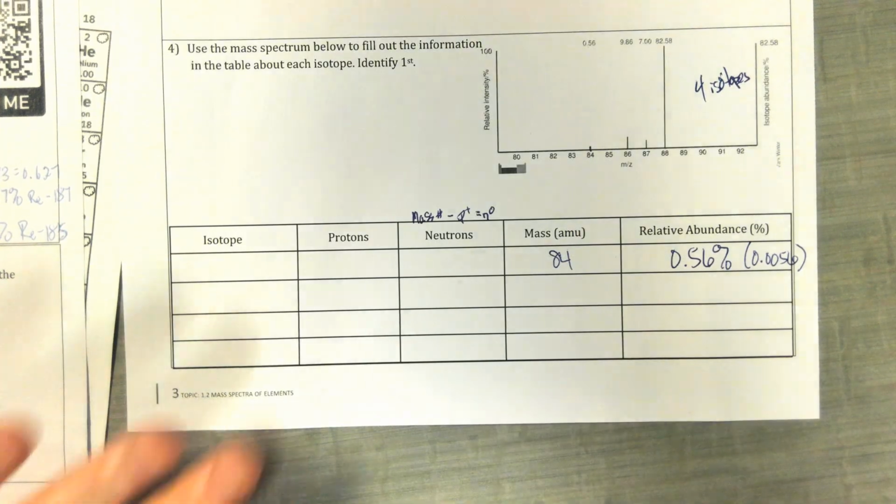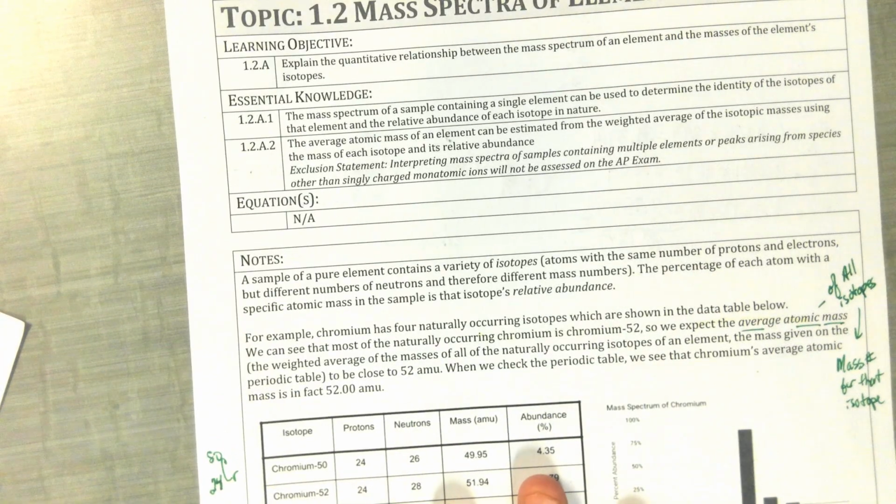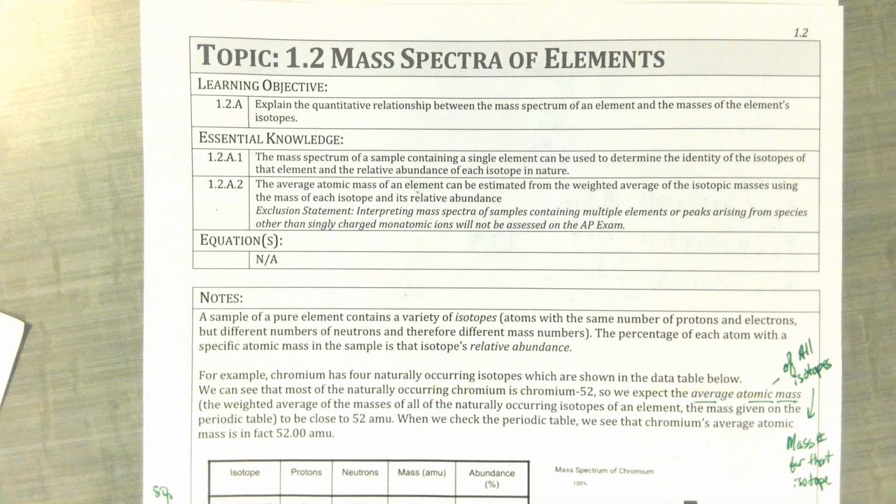Okay? All right, and that is mass spectra of elements, topic 1.2 for AP Chemistry, and I will see you in class.